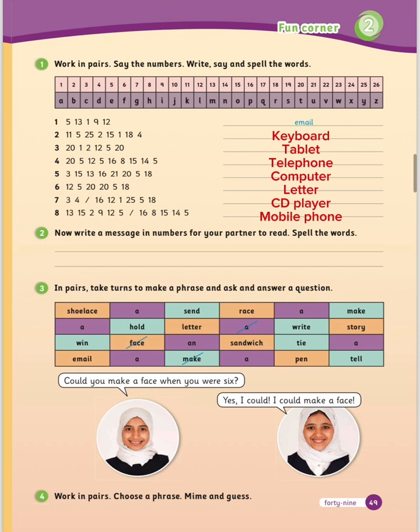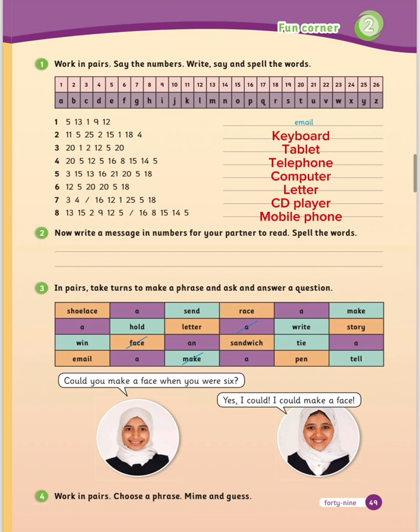Exercise number 2. Now write a message in numbers for your partner to read. Spell the words. Think of a short message for your partner. You can write in your class notebook before you put it in code, but you should make sure your partner can't see it.